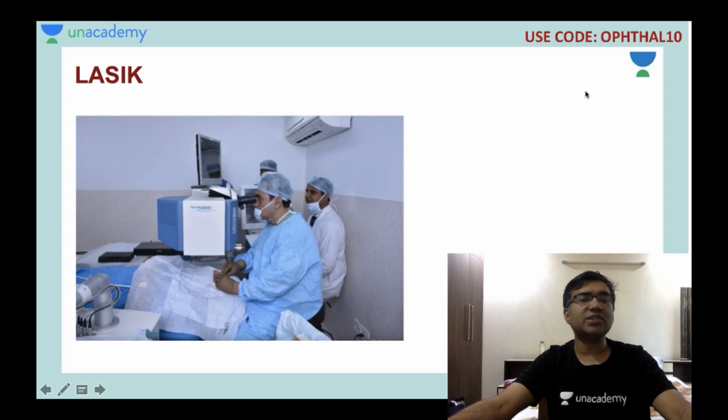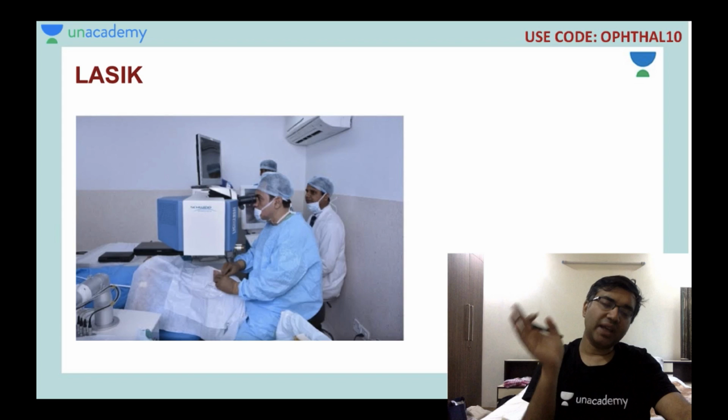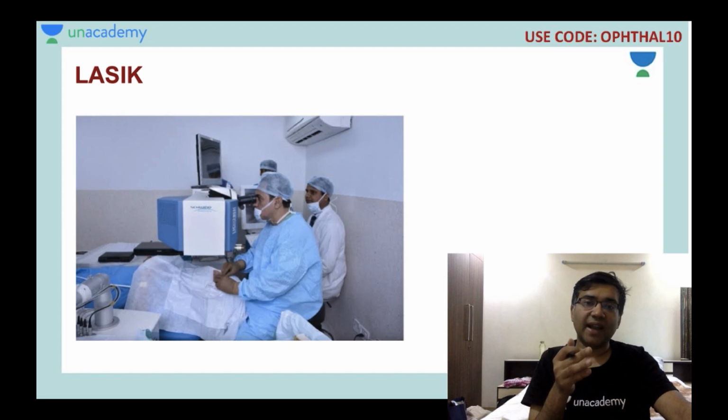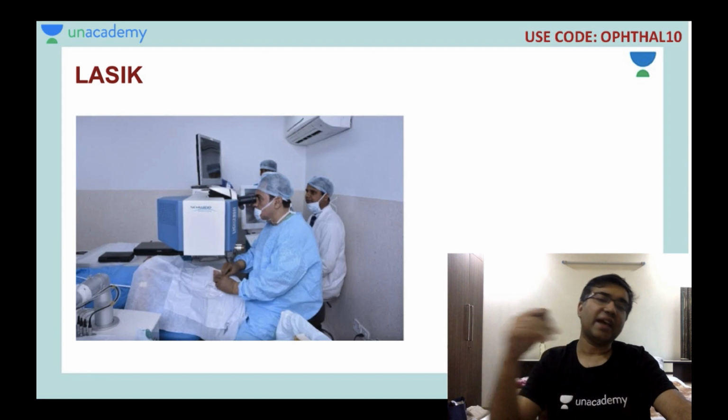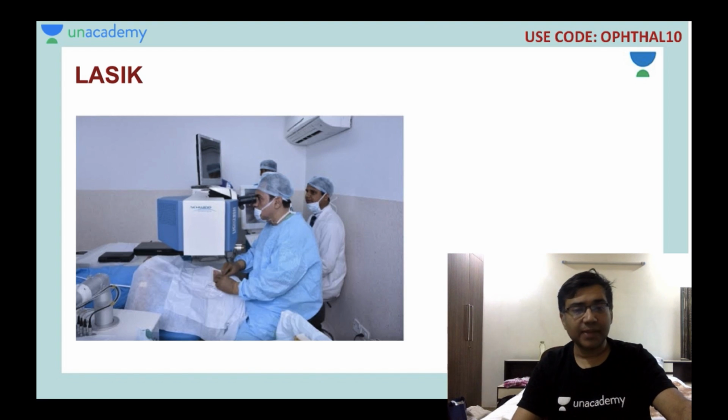Then this is a procedure of Lasik going on. So remember, Lasik, that is laser assisted in situ keratomileusis, where you change the shape of the cornea. You make it more steep or more flat so that the refractive error is basically taken care of. This is a Lasik surgery. Okay, Lasik surgery is of many types now.